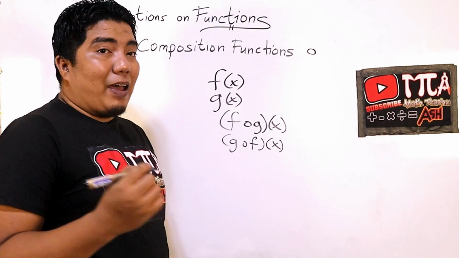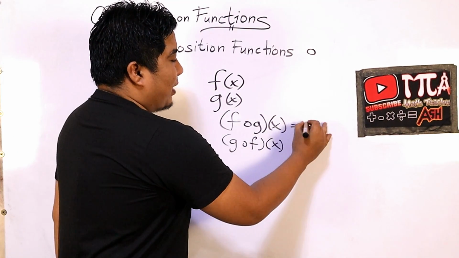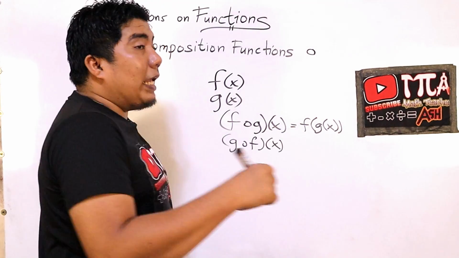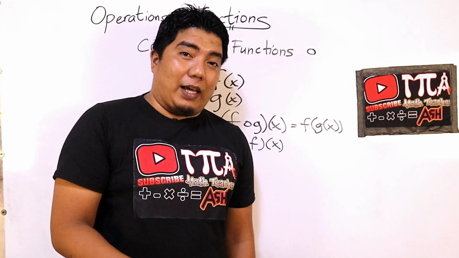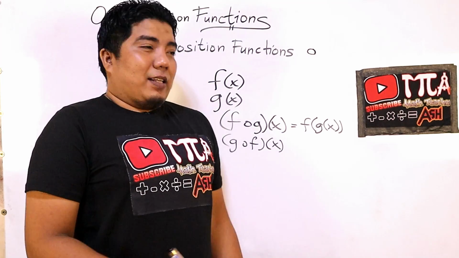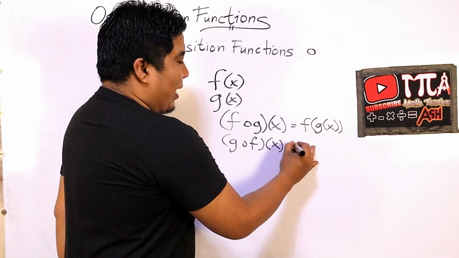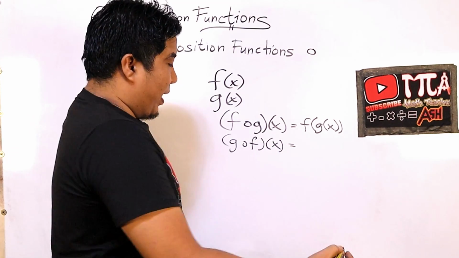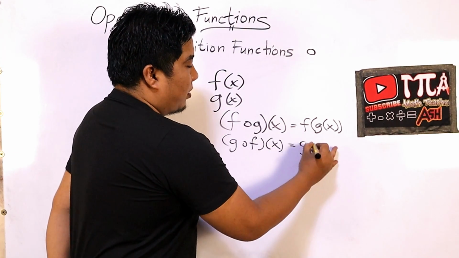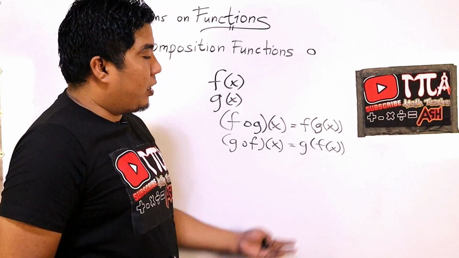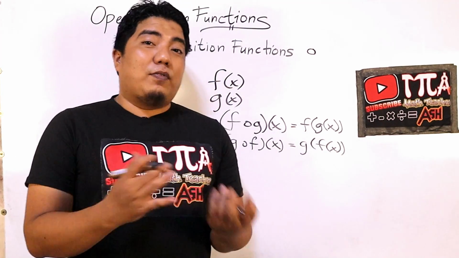Basically, if you have the f of g of x, that means that the g of x is being input to the function f of x. Again, the g of x is being input to the function f of x. While in the g of f of x, the f of x will be input to the g of x. So this is the notation of the two.